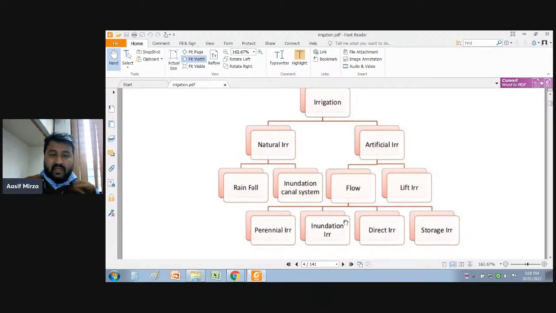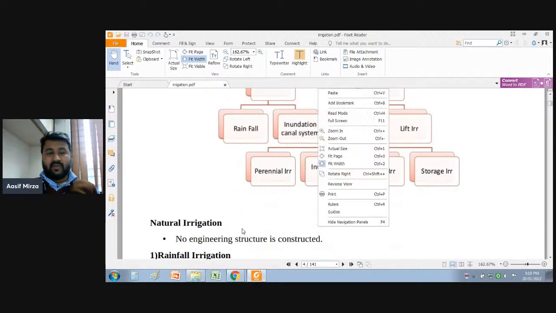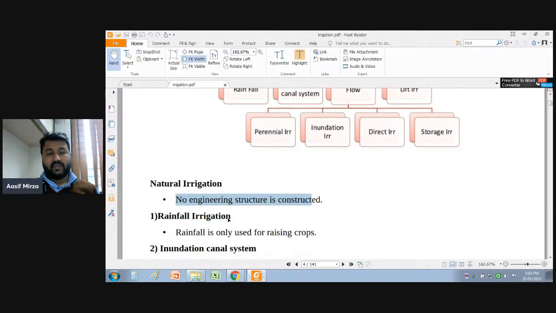One is the perennial irrigation, inundation irrigation, direct irrigation, and storage irrigation. So let's see one by one. First, we will see the natural irrigation. So no engineering structure is constructed. So as the name indicates itself, this is the natural irrigation, and hence there is no engineering structure to be constructed for this natural irrigation.